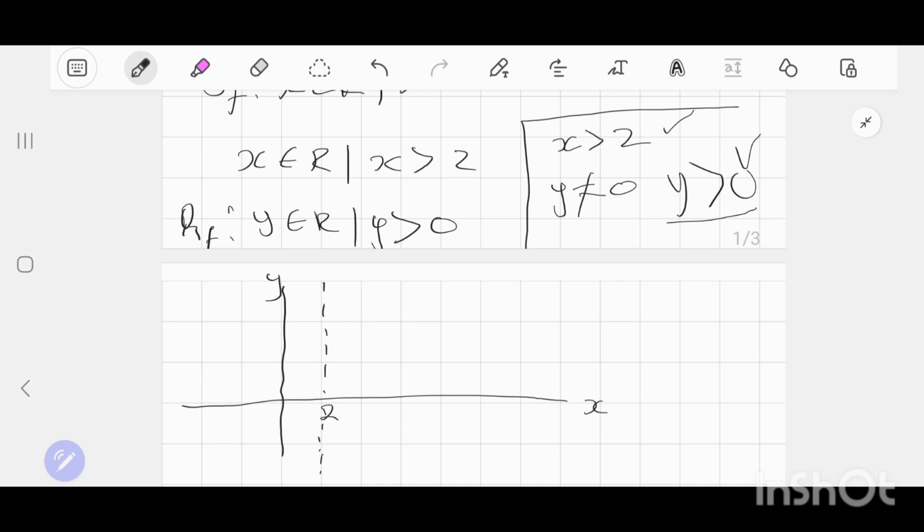X must be greater than what? Than 2. And what did they say? They say also y must be greater than what? Than 0, so it will exist here. So my function will be something like this now.